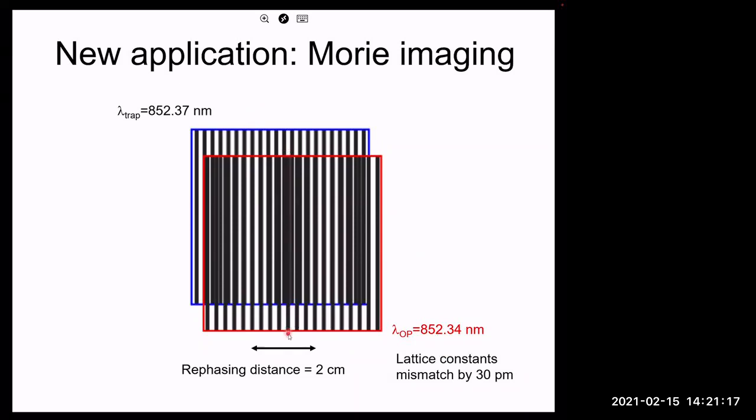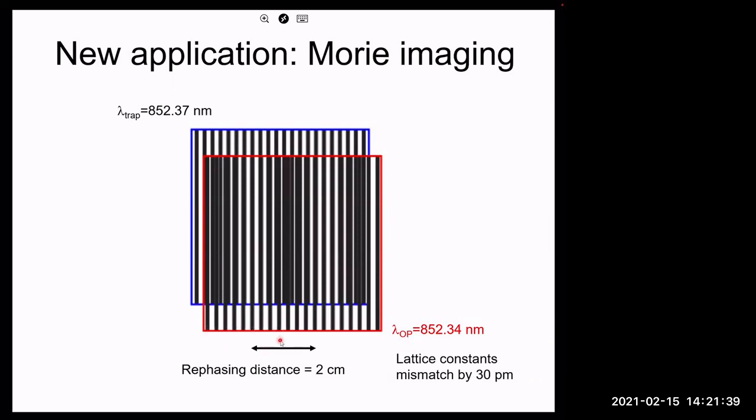So if you overlap these two gratings, now suddenly you see 100% black, right? Because they are out of phase. And here they are in phase. You see the stripes. Now you don't see the stripe because they are out of phase again. And every lattice is only offset by 30 picometer.